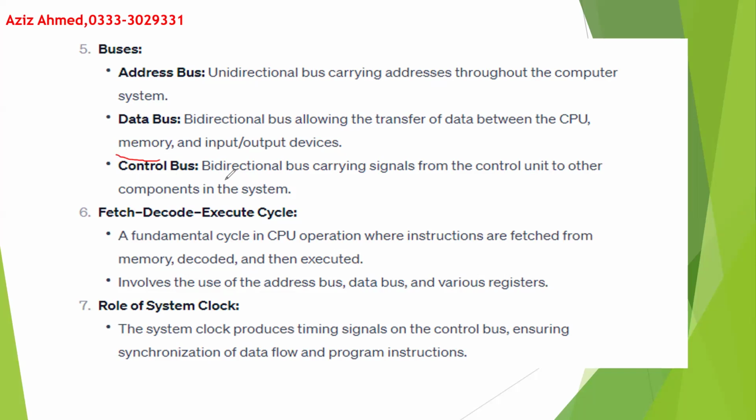Now next is the control bus. It is also a bidirectional bus, carrying signals from the control unit to other components. It will give direction. The role of the CU is like a director, a drama director or film director, who gives instructions to everyone on how to perform his or her role. The same thing happens in the computer. The control unit tells all parts of the computer what their role is. Okay, is this clear?